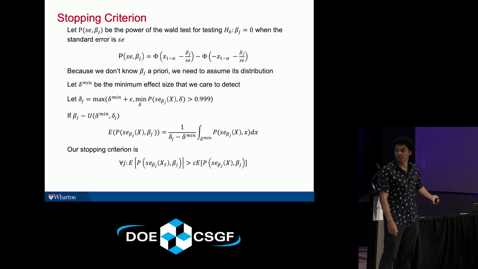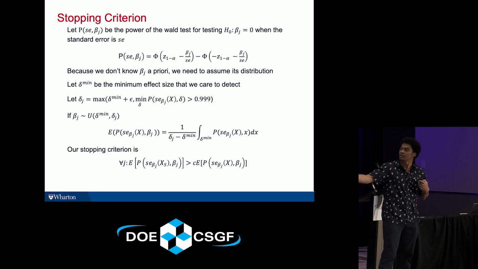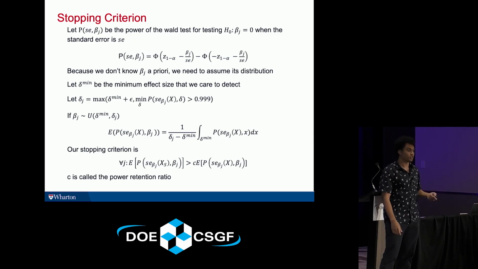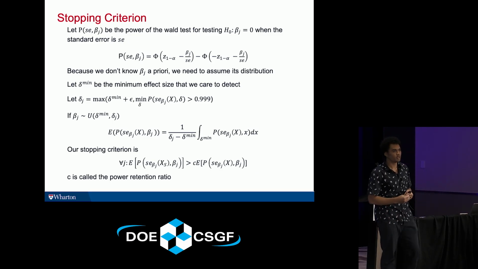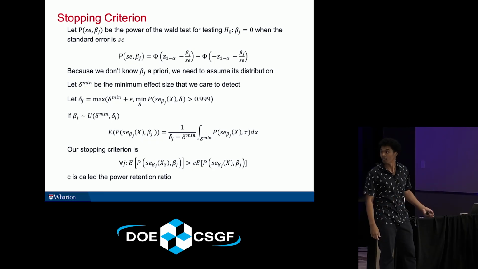And so our stopping criterion is just going to be when our subsample data set, XS, has power greater than C times the expected value of the power on the full data set. And this C is going to be known as a power retention ratio. This is a user-specified hyperparameter which lets you determine how many points you want to select. So for example, if you set C equal to something like 0.4, then you don't need to select as many points as when you make C equal to something like 0.99.